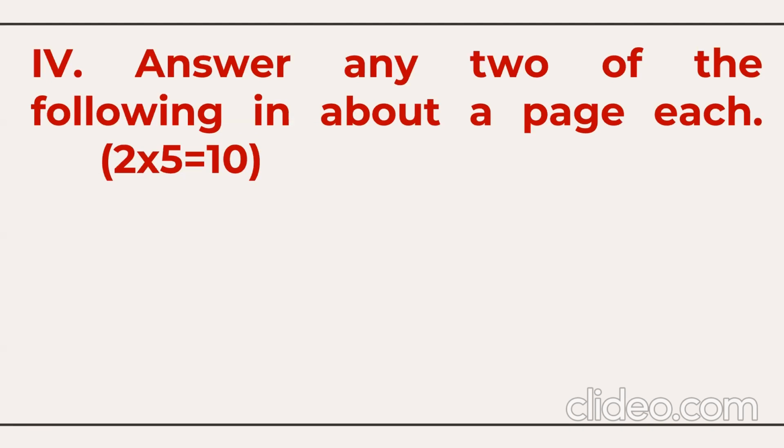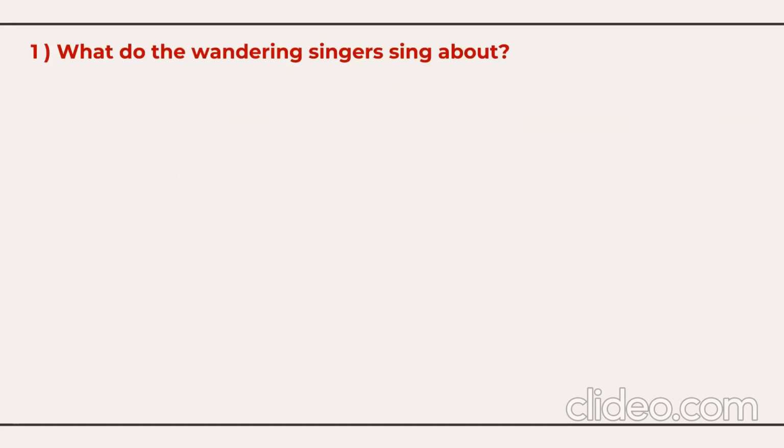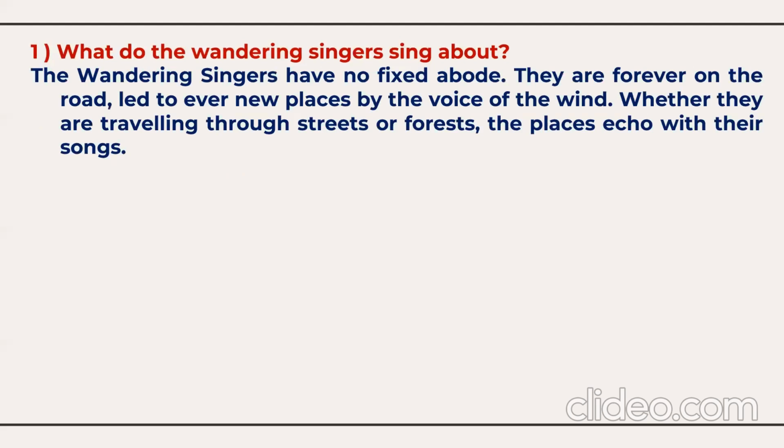Now we have the next 10 marks questions from the TED Talks and the two important poems. So here you need to attempt 2 questions out of 4 questions. Number 1, what do the wandering singers sing about? It's from the poem. The wandering singers have no fixed house, no fixed abode.